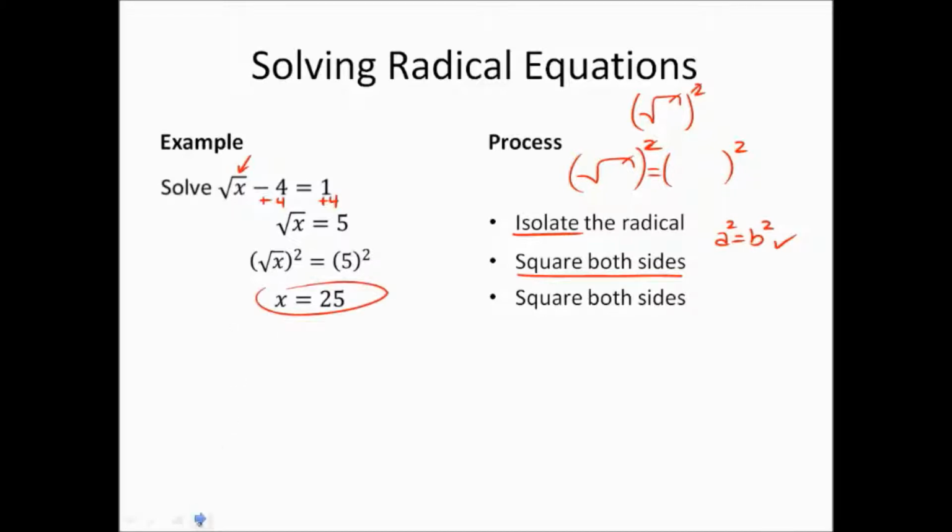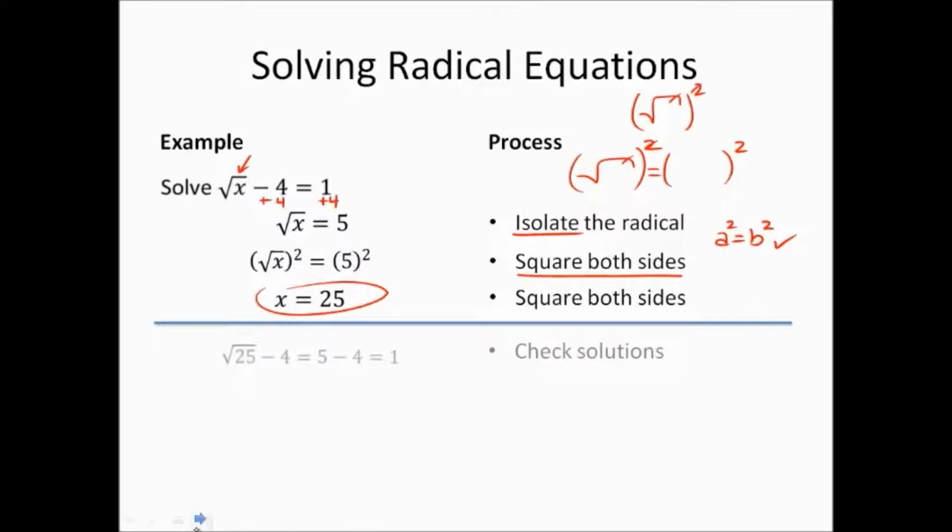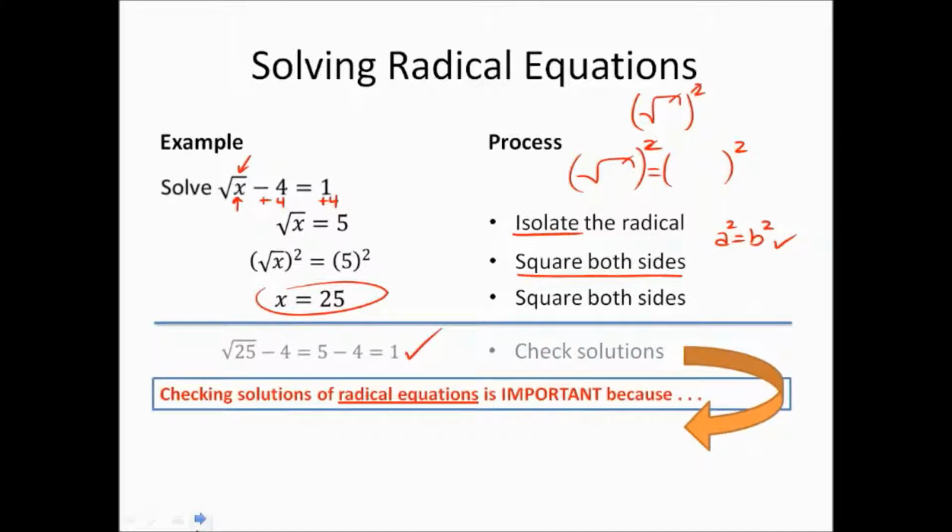Great! Awesome! But you need to check your solutions. In this case, we check our solution. Root of 25 minus 4 is going to be 5 minus 4, which is 1. Great, it works in this case. However, checking your solutions of radical equations is really important because sometimes you get extraneous solutions, solutions that don't actually work.